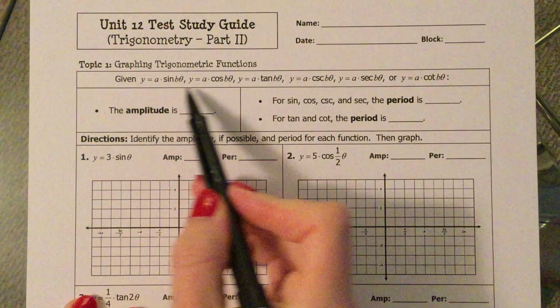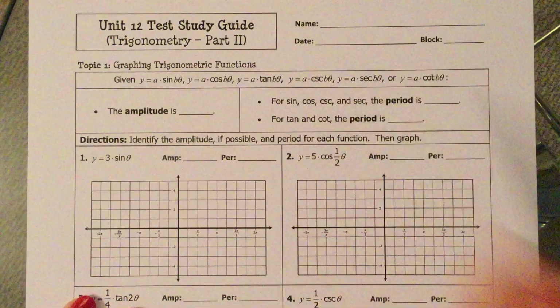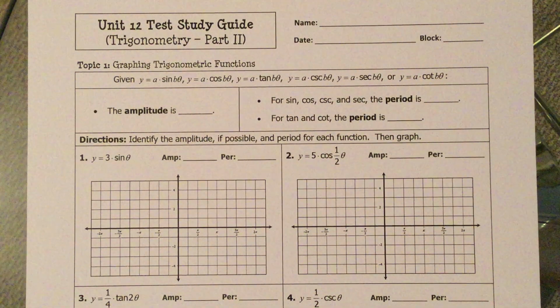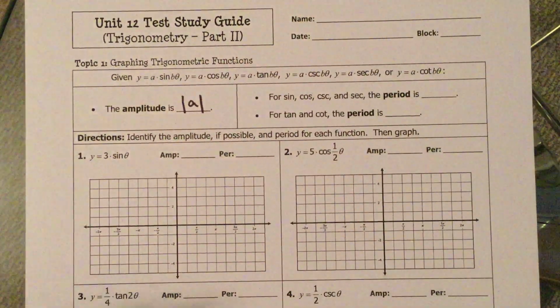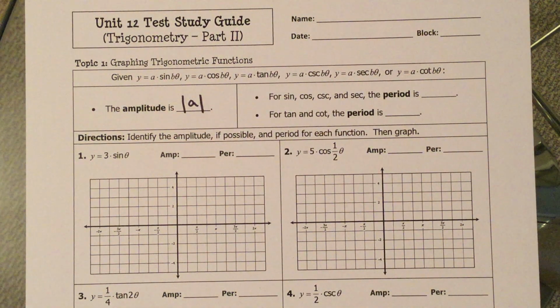So the first set is just this. You've got the A and the B, the amplitude, the period. We're not doing any phase shift or vertical shift for the first set, just kind of warming up with these. So the amplitude is the absolute value of A, whatever value is out front, kind of attached to everything else.